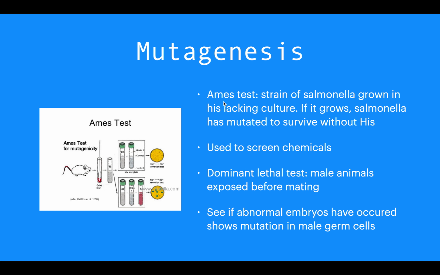Mutagenesis, you use the Ames test, which is a strain of salmonella grown in a histidine-lacking culture. So if it grows, salmonella has mutated to survive without the histidine, and that's really important to use to screen chemicals. The dominant lethal tests are when male animals are exposed before mating to see if the trait is dominant, and if the abnormal embryos have the mutation.